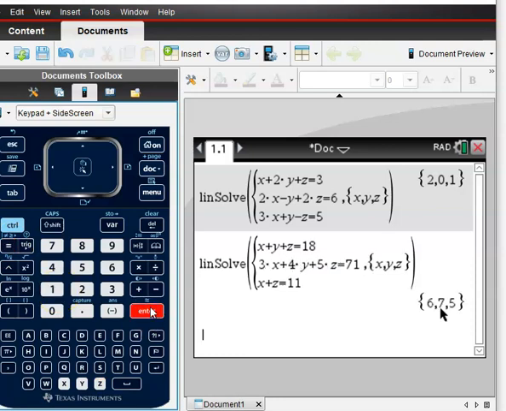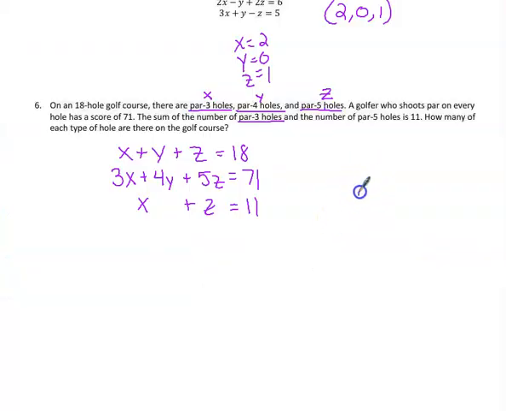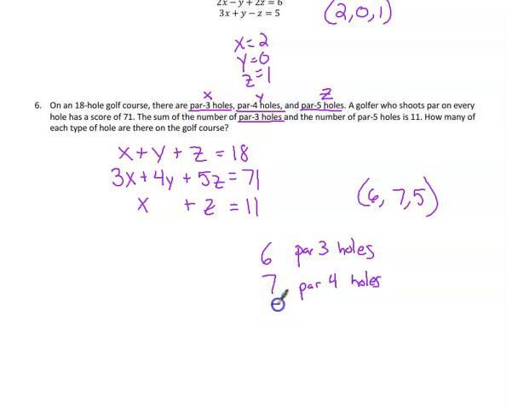And 6 par 3, 7 par 4, and 5 par 5s. So 6, 7, 5 is the ordered triple, which means 6 par 3 holes, 7 par 4 holes, and 5 par 5 holes. And there's how you solve systems. The rest of the assignment are review problems that have used anything we've done up to this point.